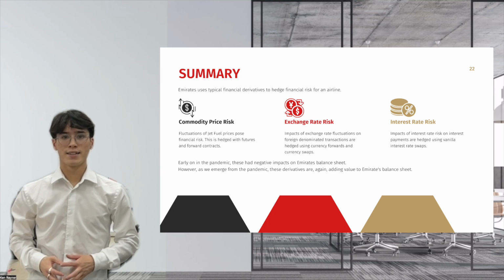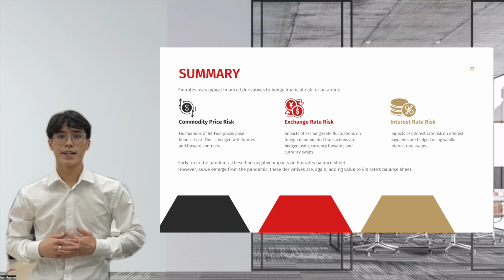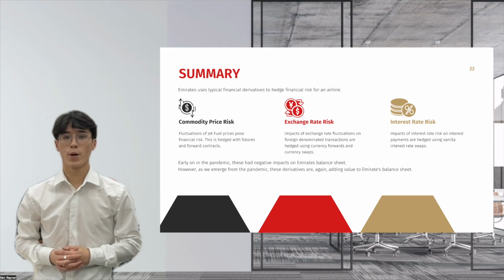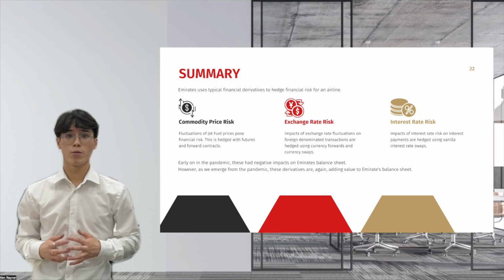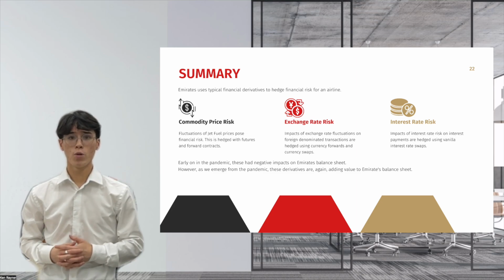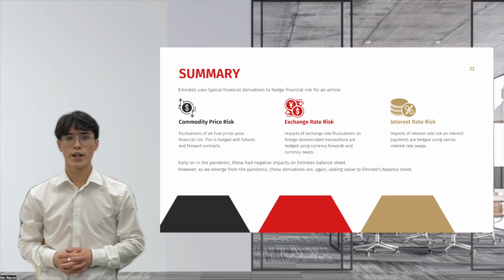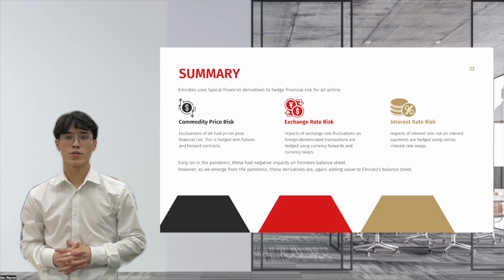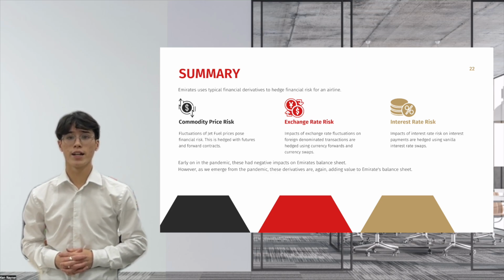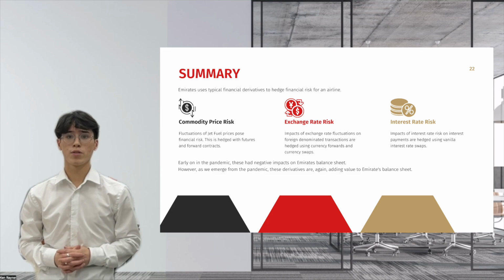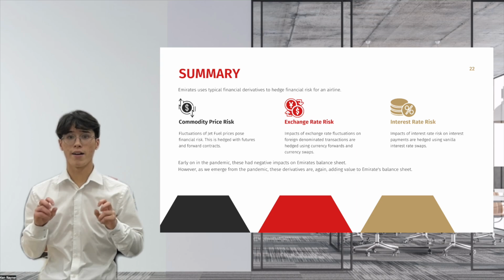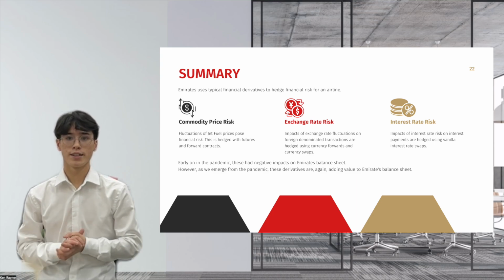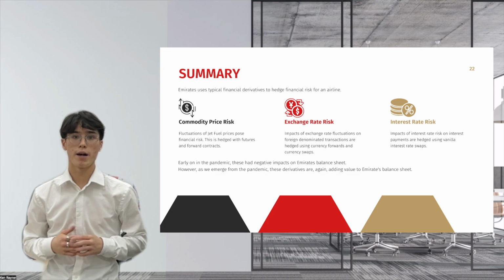Thanks for that, Winton. To summarise our presentation, operating in the international airline industry inherently exposes Emirates to several common forms of financial risk which we've explored today. Our examples covered commodity price risk for fuel, which is hedged using future and forward contracts, exchange rate risk, which is hedged through currency forwards and currency swaps, and interest rate risk, which is hedged through the use of vanilla interest rate swaps. These are conventional strategies for businesses to hedge their financial risks, which pay off when worst case scenarios occur, because they limit the losses that businesses, in this case Emirates, might make.